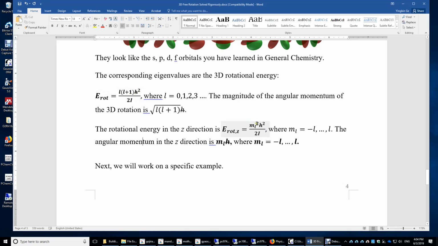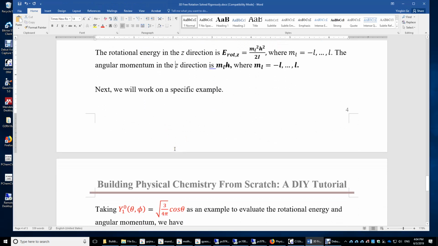And over here, this is just the z component, and then you have m sub L squared. Remember, m sub L squared is always smaller than L times L plus 1. That makes sense. The z component of the rotational energy is always smaller than the total rotational energy in all three dimensions. Now let's look at one specific example.